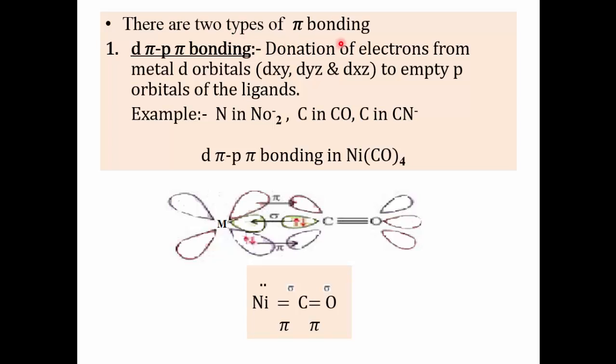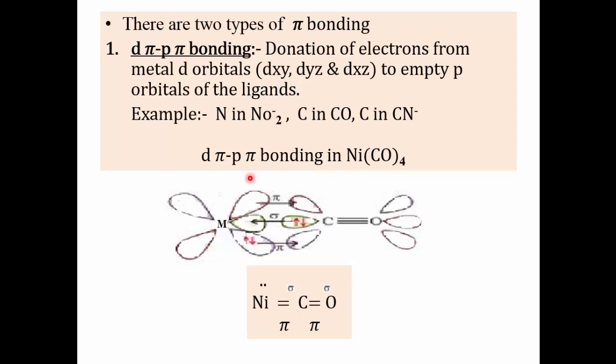Now there are two types of pi bonding. The first one is d pi p pi bonding. Here the donation of electrons is from metal d orbitals, which are dxy, dyz, dxz, to empty p orbitals of the ligands. So in the case of this bond, filled metal d orbitals overlap with the empty p orbital of the ligand, and therefore this bond is called a d pi p pi bond. Examples: nitrogen in NO2 minus, carbon in carbonyl, carbon in cyanide.